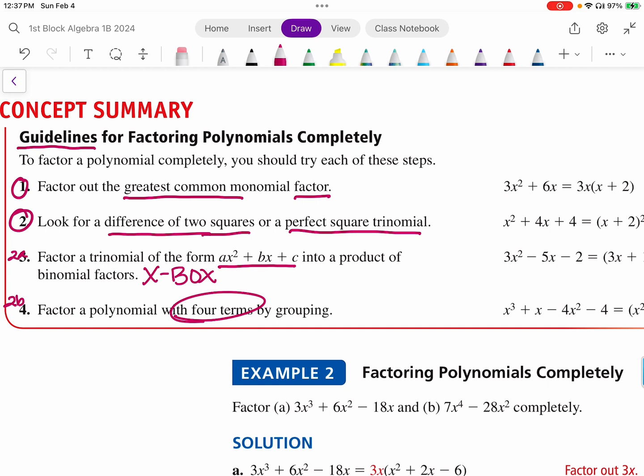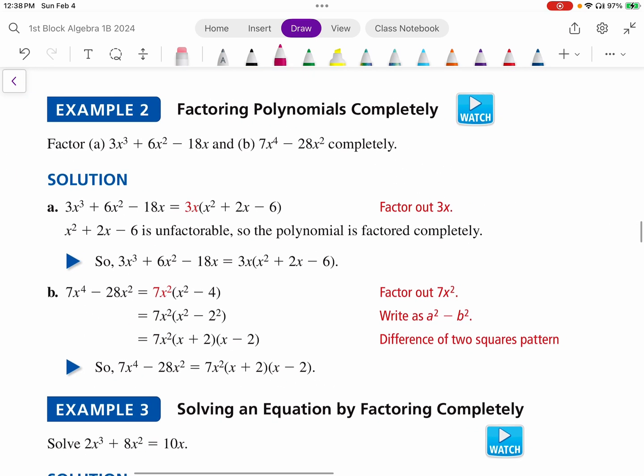So always take out the GCF, look for your special patterns. If there's no special pattern and it's a trinomial, factor using X box. If there's no special patterns and it's a polynomial with 4 terms, then factor by grouping. And each step of the way, check to see if you have something else. Very often, you'll factor out a GCF and then you'll have to use X box. Or you'll factor out a GCF and then you'll notice that you have a difference of squares. So every time, look at each step and see if everything has been factored.